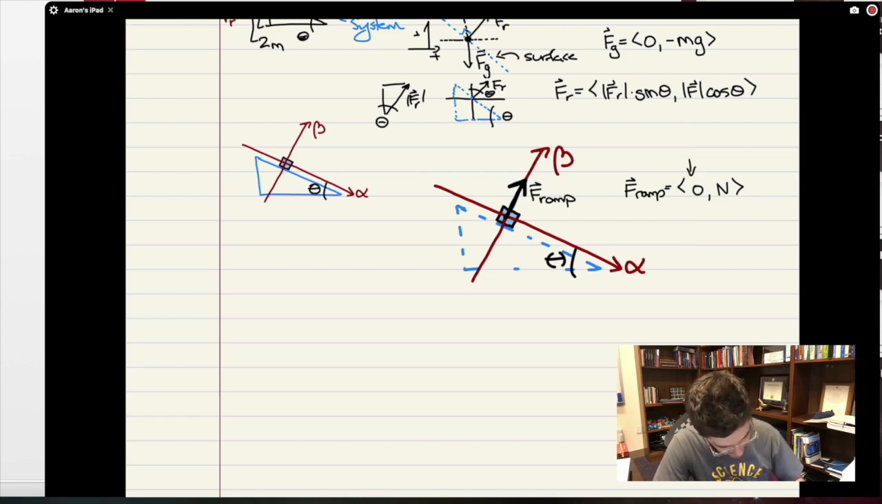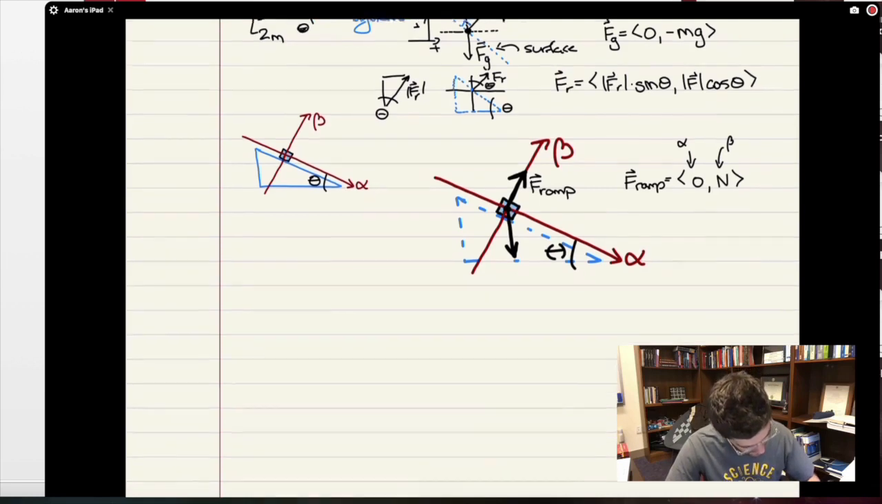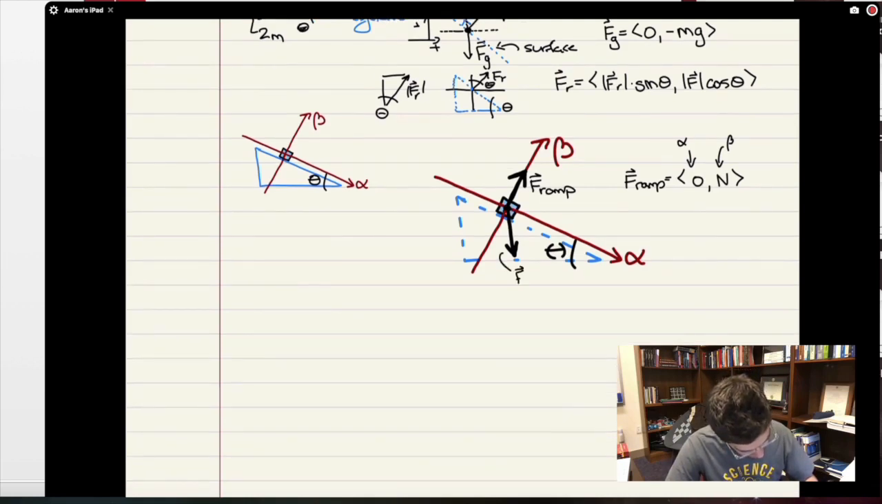Where again, this is no longer x and y, this is what's going on in the alpha direction, and this is what's going on in the beta direction. That black arrow, F ramp, only points in the beta direction, which again, if you tilt your head and rotate your head, you can convince yourself is the vertical direction, but it's at an angle relative to the ramp. Now the trickier one is gravity, which points straight down still. So here's F gravity.